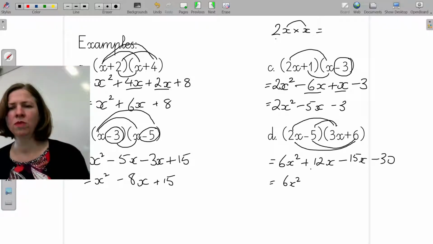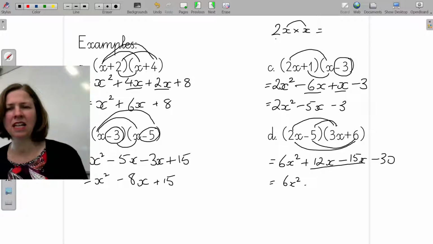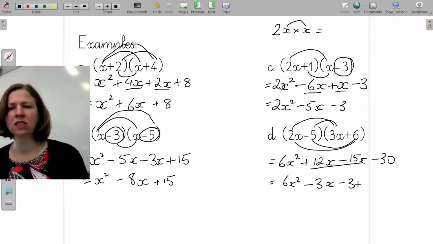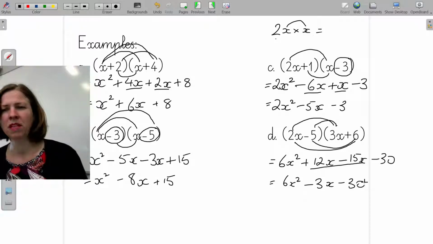Collect my like terms. It's these two middle terms again. Positive 12x and negative 15x gives me a grand total of negative 3x, and minus 30. Now notice this one is x squared, so it's not a like term. The 30 has no x's in it. It has no like terms. It's only these two middle terms that I can simplify.